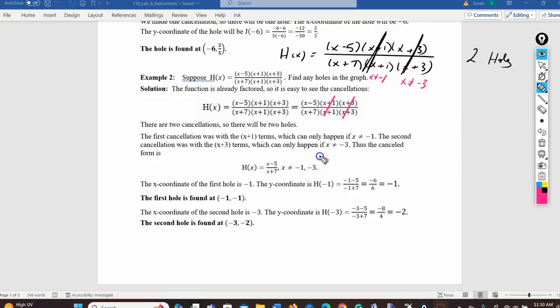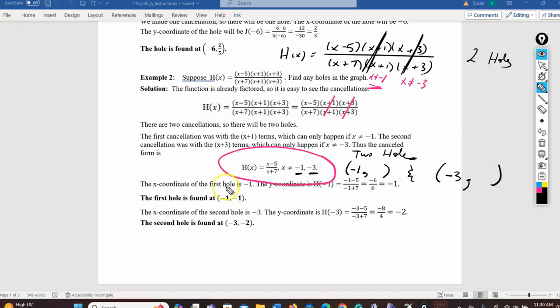So my reduced form, as you can see, is going to be, I'm just left with x minus 5 in the numerator and x plus 7 in the denominator, with the stipulation that I made those cancellations if x was not equal to -1 and not equal to -3. That is my reduced form. So there's going to be 2 holes. The first one is going to have x coordinate -1, and the second one is going to have x coordinate -3.